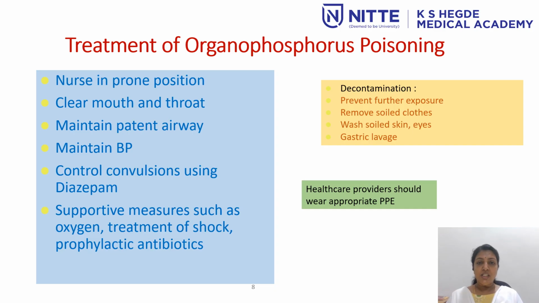Decontamination can be done, so that we can prevent further exposure by removing the soiled clothes. You can wash the skin and eyes for almost 10 minutes, and gastric lavage can be attempted if the patient comes to the hospital within 1 hour after ingesting the compound. Healthcare providers should wear appropriate PPE like mask and gloves, because organophosphorus compounds are highly lipid soluble. They can be absorbed even through the skin, so wear PPE to prevent any exposure.